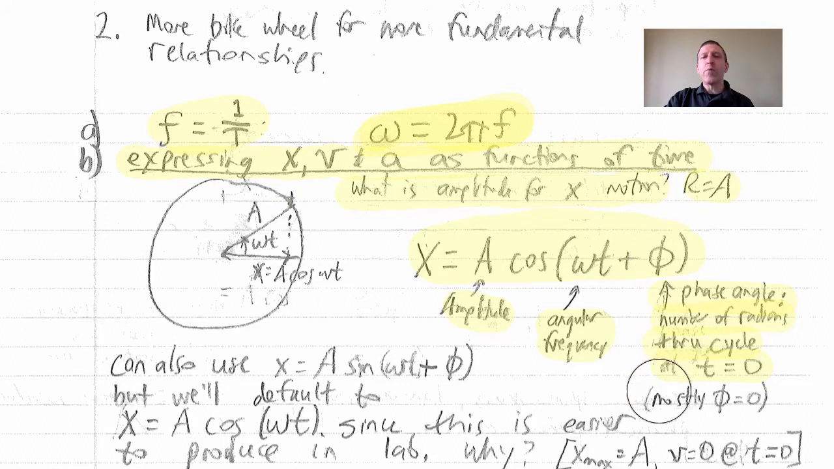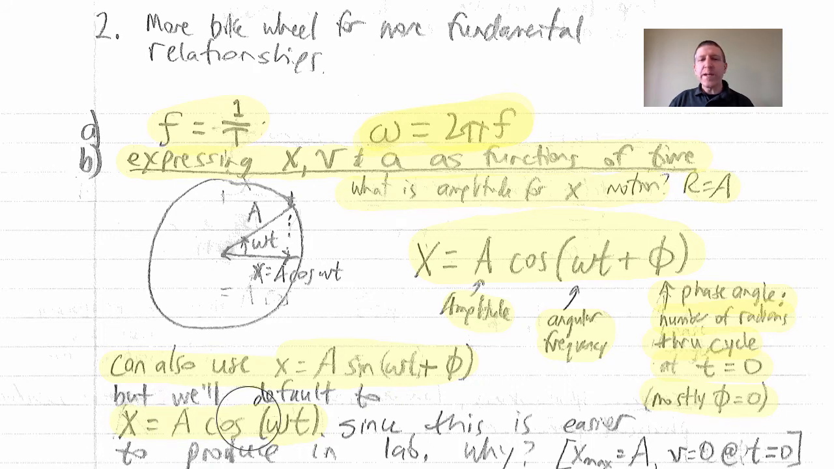For most of our applications and most of our problems, phi is simply going to be 0, so it'll just be cosine of omega t, but I wanted to introduce this here so it won't be so foreign to you. You can also use x equals A times sine omega t, but I'll tell you why we're going to default to this one right here. Our default is going to be x equals A cosine omega t, and notice I'm already starting to leave out the phi because we'll see it very rarely.